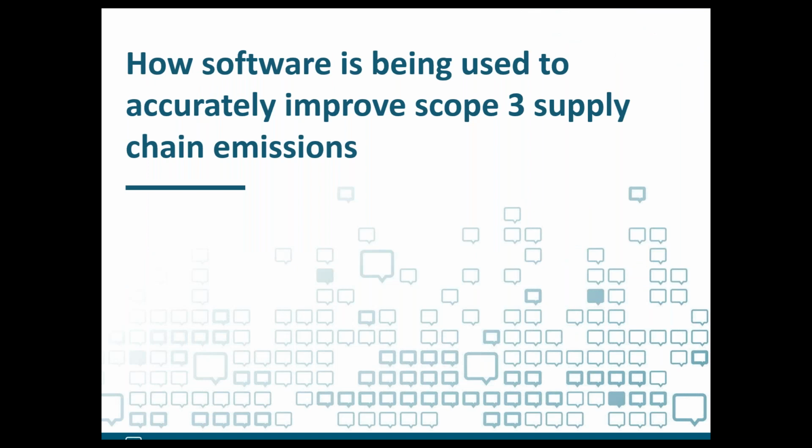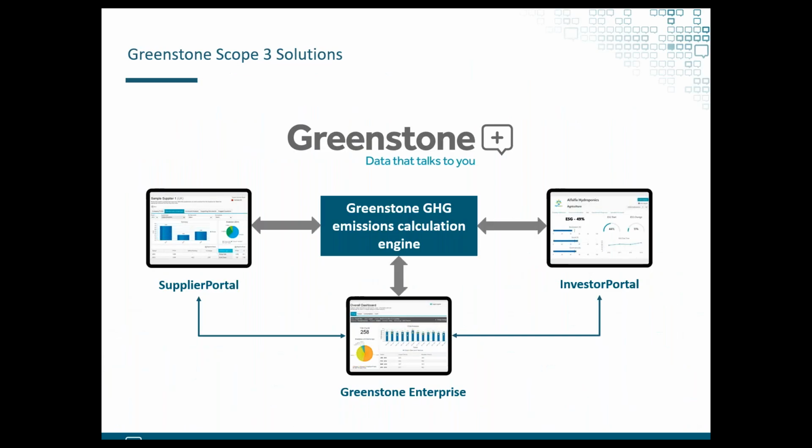So lastly, just a quick look at how software is being used to accurately improve the Scope 3 supply chain emissions. I hope that the example that we've run through there has given you an idea of the process and some ideas on how you might start to tackle it.